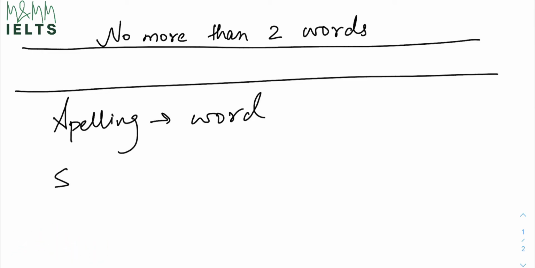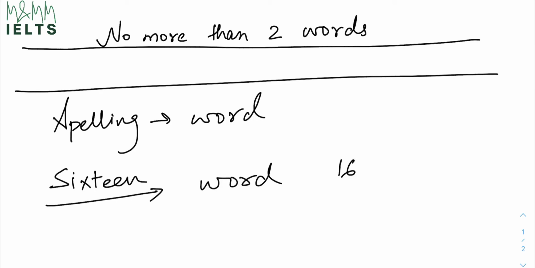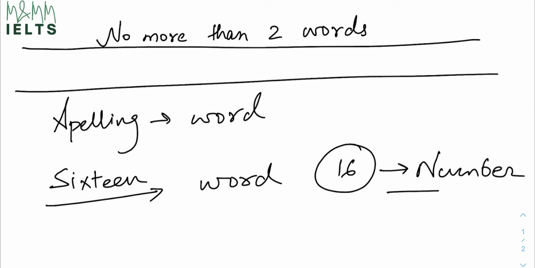So for example, if you write down sixteen spelled out like this, it will be counted as a word. Whereas on the other hand, if you write 16 like this, it will be counted as a number. So if it says no more than 2 words, you have to make sure that you write down words only. If they say no more than 2 words and you write down 16 like this, which is a number, you will not get your marks, you will not get your score.